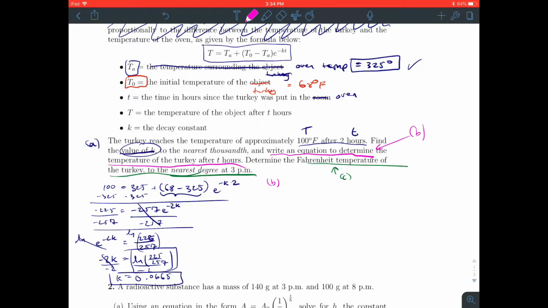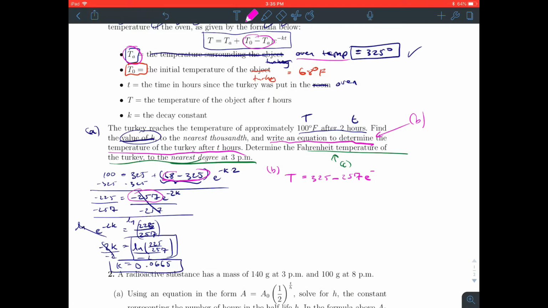It looks crazy, but our formula is going to be big T, the temperature after any number of hours, is equal to the temperature of the oven, 325, minus the initial temperature of the turkey, which was 68 minus 325. But since we've already done that, I know that the result of subtracting T0 minus TA is just going to be the negative 257 that we got as we worked the last problem. So minus 257 e to the, now we know k, so we have the negative sign from the formula, k is 0.0665, t is t. So we're done with part B.